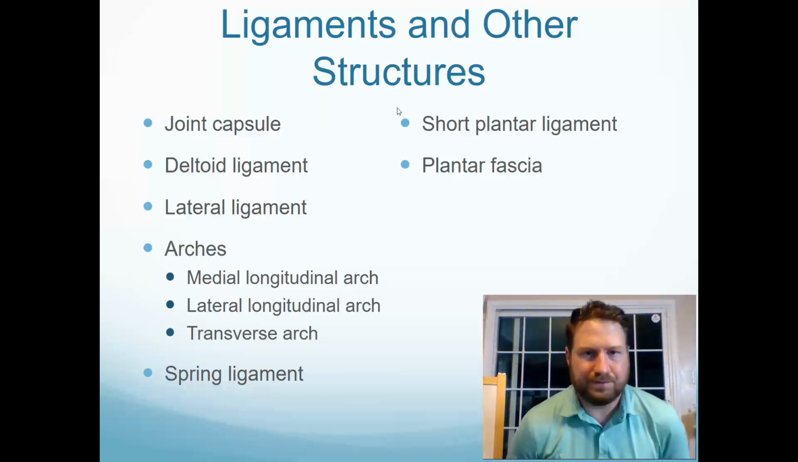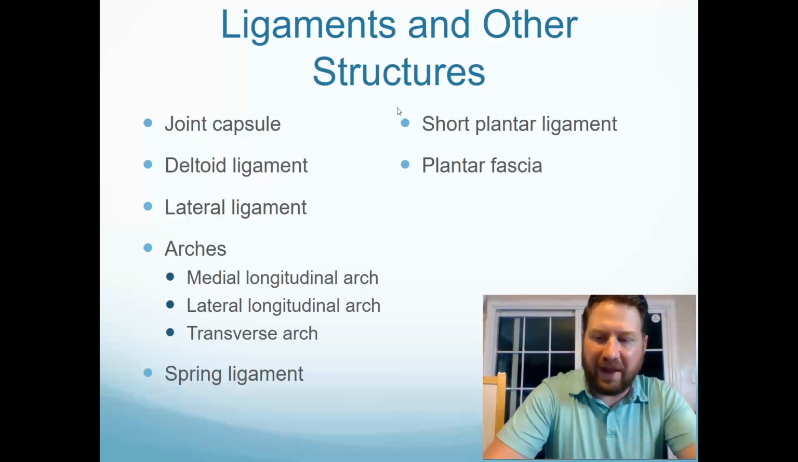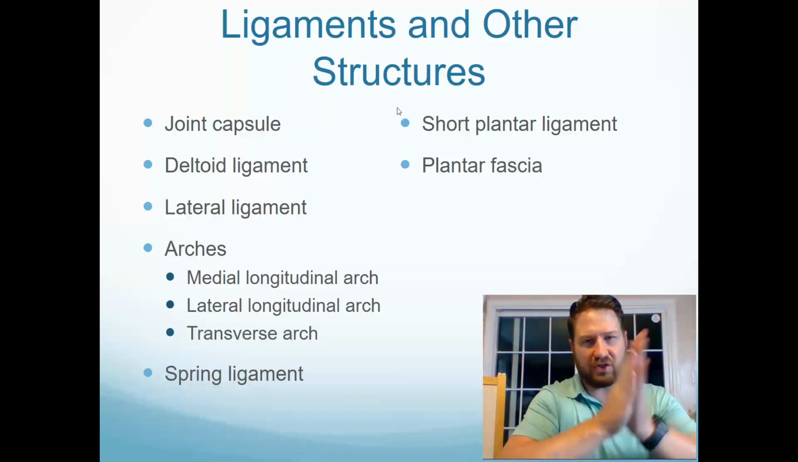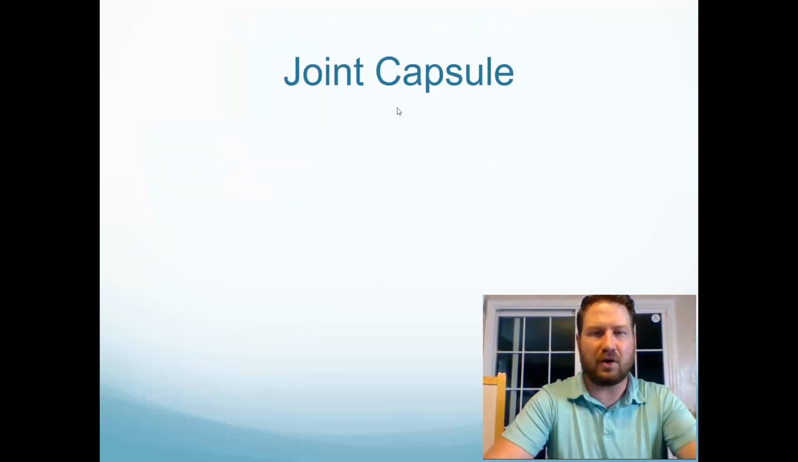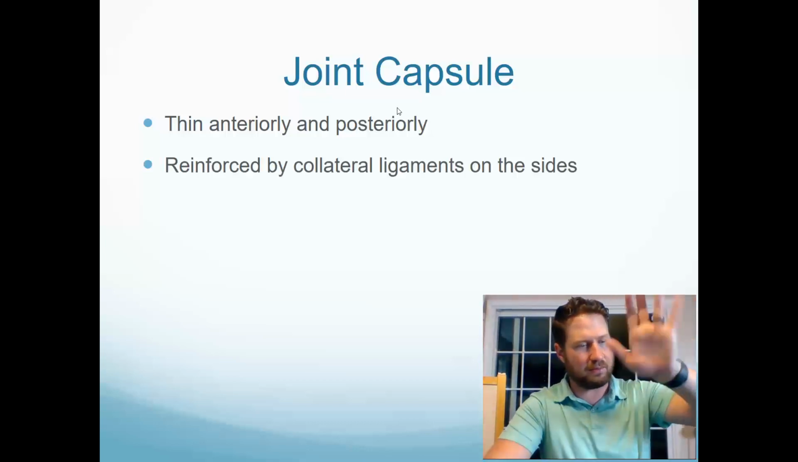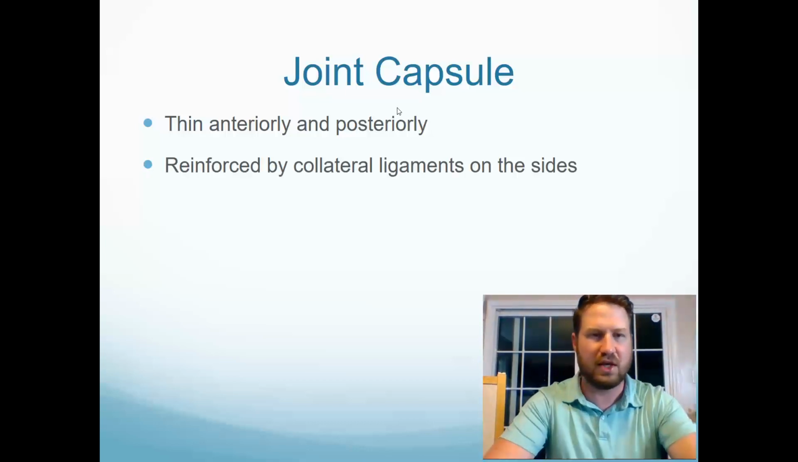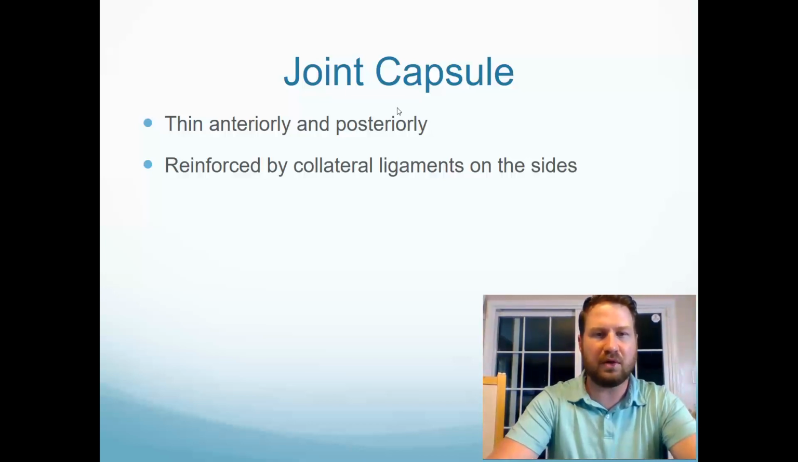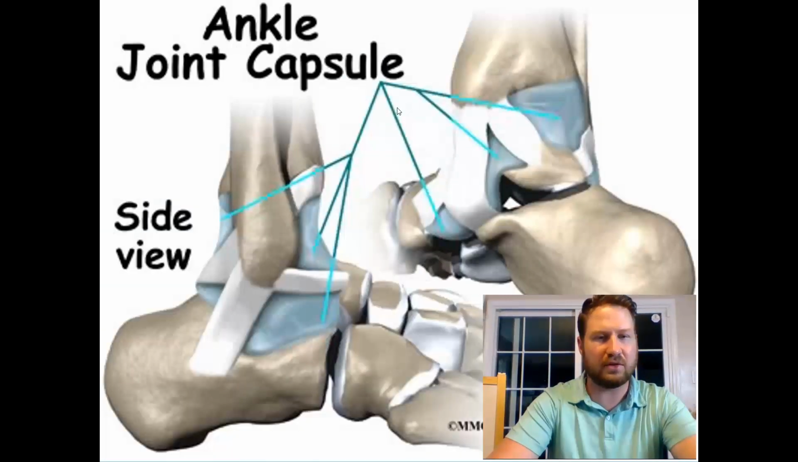All right. So our plantar fascia, just like the palmar fascia on our hand, is very tough and very hard to get through. So the joint capsule is thin anteriorly and posteriorly so that it allows all the plantar and dorsal flexion that we need. And it's reinforced by collateral ligaments on the sides. These are a group of several ligaments. Our deltoid ligament, our lateral ligament.